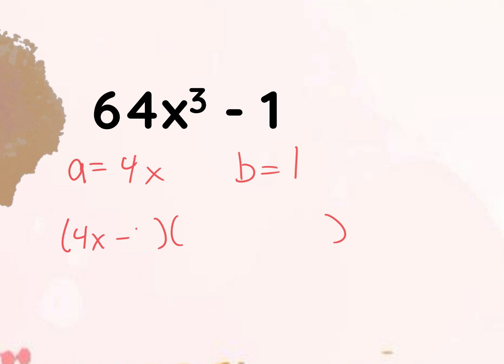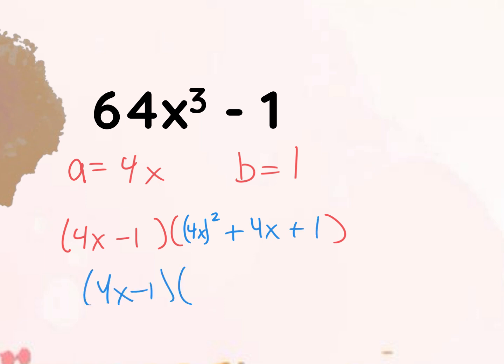So what does my first parenthesis say? 4x minus 1. All right, here's where you got to be careful with our algebra. What do I do to the first term? I square it. Guys, this is 4x squared. Remember that? What's my next sign? Plus. Good. So now what do I do with A and B? Multiply them. 4x. And then what's my last term? Plus 1.